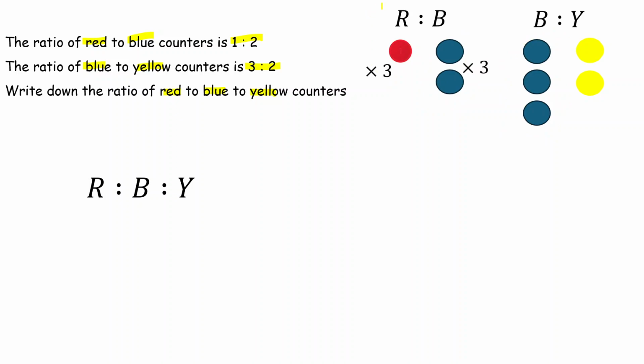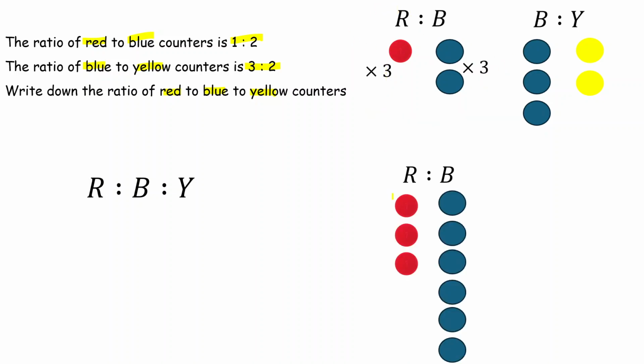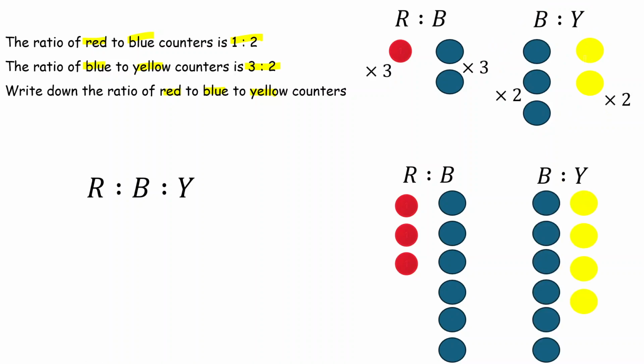So we can times everything in this ratio by 3 to give you 1 times 3, it gives you 3 red, and then 2 times 3 gives you 6 blue. Okay, and then we can times this ratio by 2, because 3 times 2 is going to give you 6 blue, and then 2 times 2 is going to give you 4 yellow. And you can see now, really importantly, you've got the same number of blue counters, which means you can easily compare what's going on. So when you've got 6 blue, you've got 3 reds, which you can see. And when you've got 6 blue over here, you've got 4 yellow, which you can see over here.